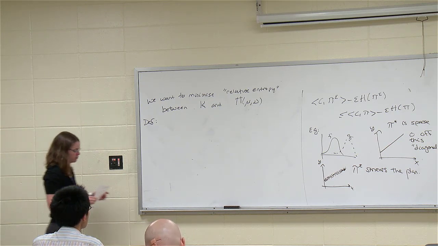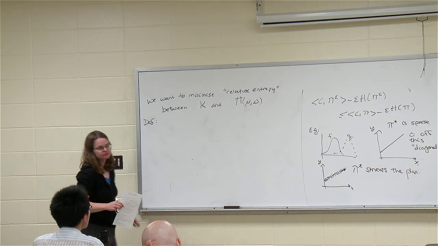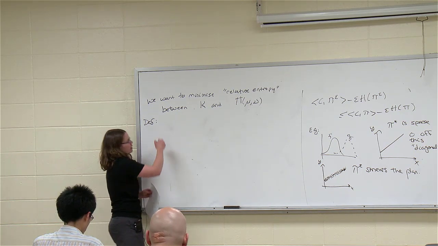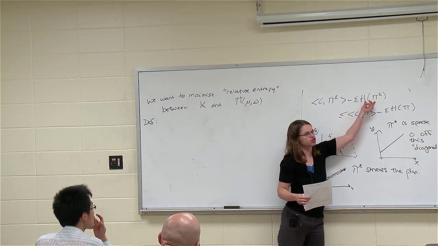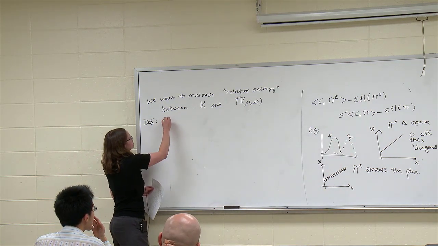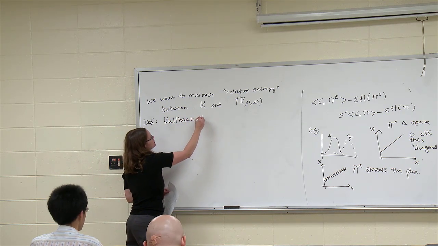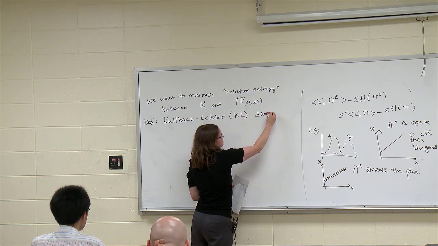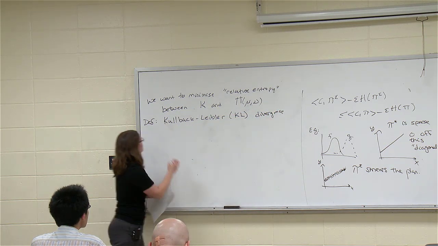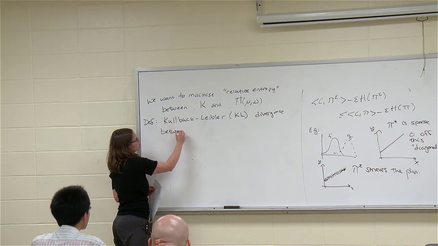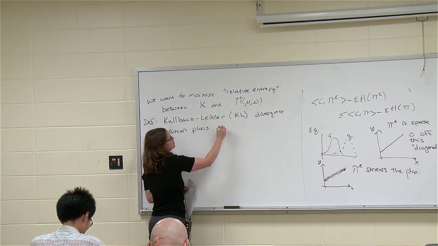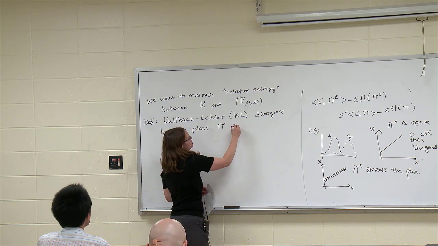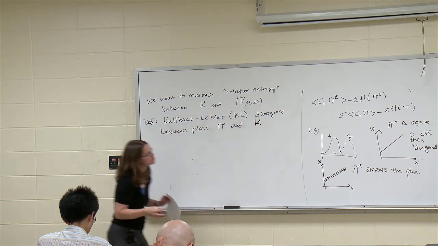So here's one way of measuring whether two distributions are close to each other or not close to each other. And again, it's a way that mimics the structure of this thing. This is the Kullback-Leibler divergence, okay, between these two plans, pi, which later is going to be something that's feasible, that lives in our constraint set, and k is this Gibbs distribution.